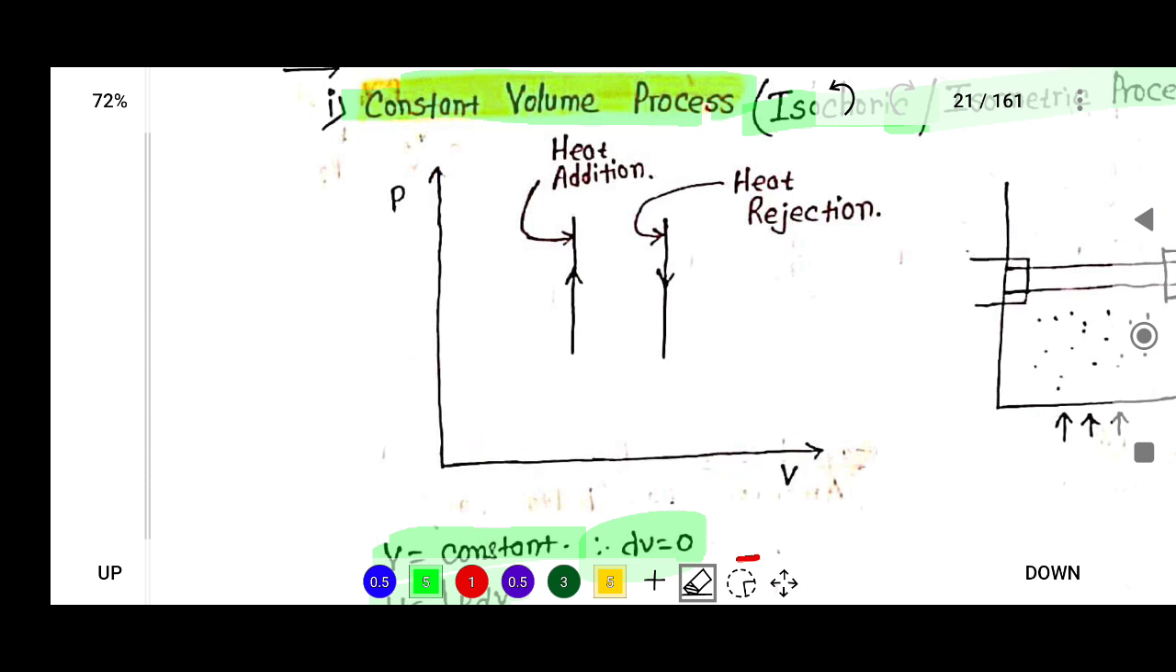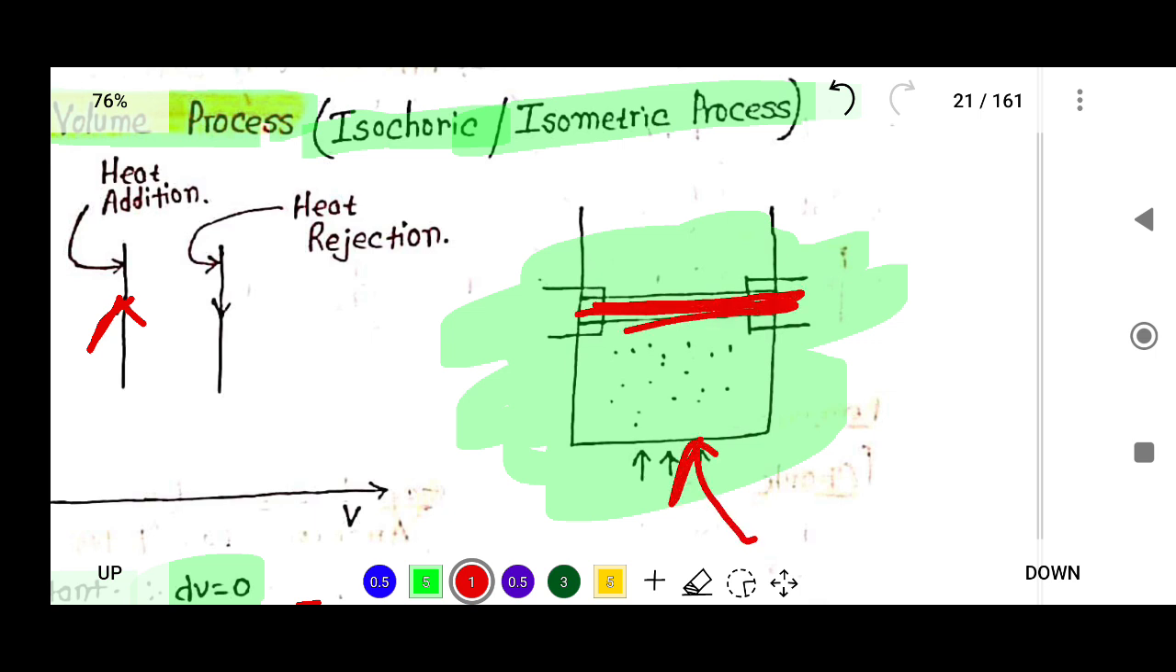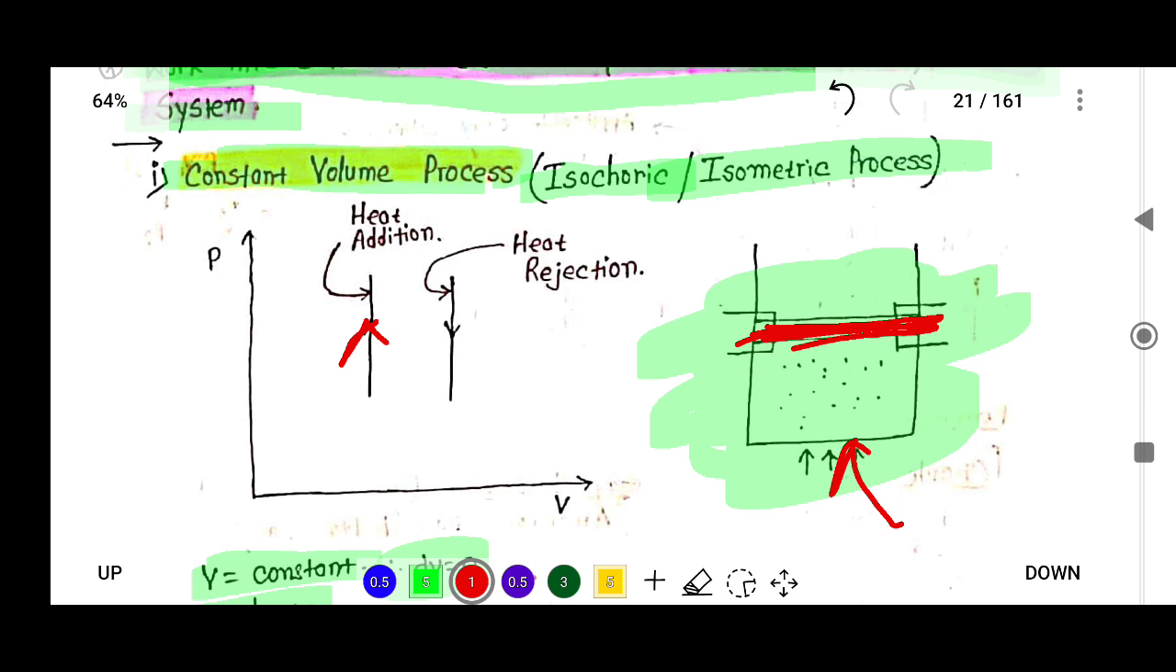If the arrow is upside, that means the pressure increases. Suppose this is a system, and you apply some heat from here, and it is a control volume, that means it is a constant volume process. So here volume is equal to constant. When you apply some heat, the pressure inside this system increases. So here it is a constant volume process.